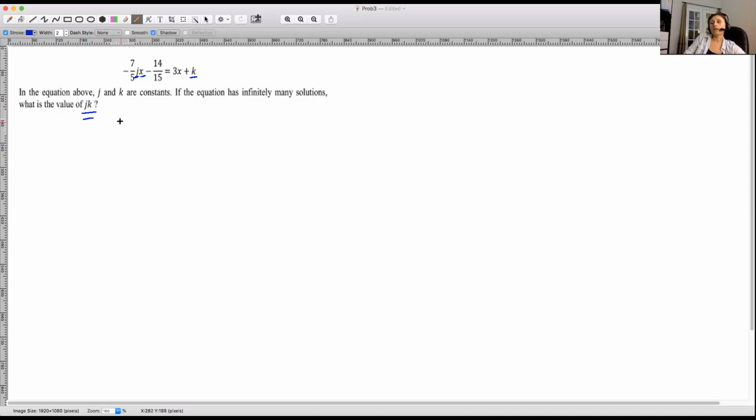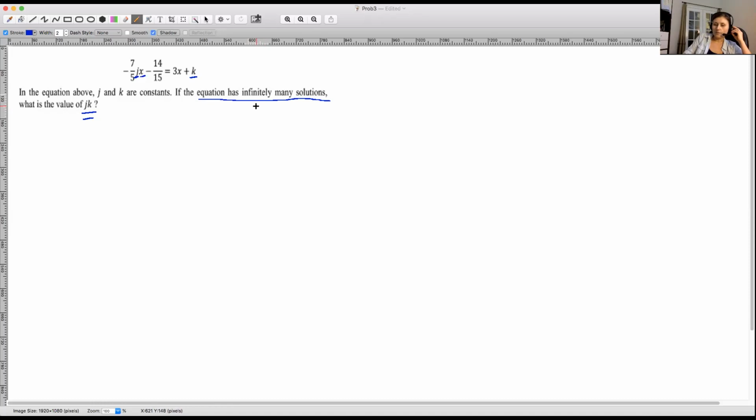But we do have a really good hint. The hint here is that the equation has infinitely many solutions. They do not limit what j can be, or what k can be, or what x cannot be. They just say infinite. So the equation has infinitely many solutions, like you can pick x from negative infinity to positive infinity.